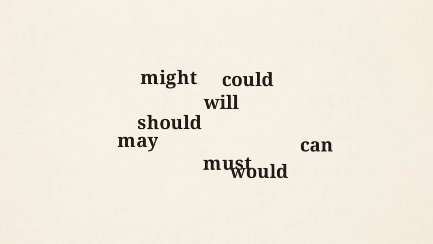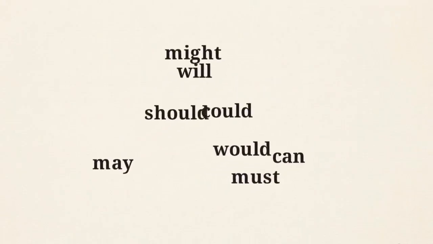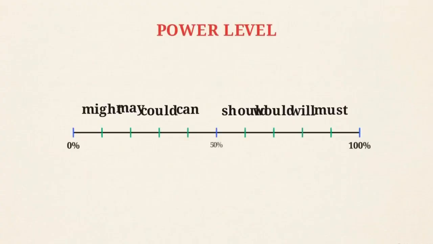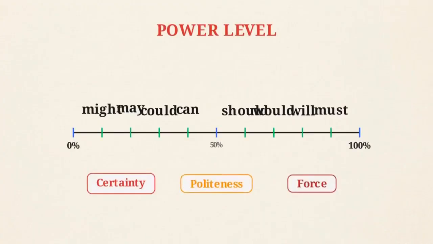Moving beyond dictionary definitions requires looking at their power levels. When these verbs snap into an organized scale, we can see a spectrum of certainty, politeness, and force.